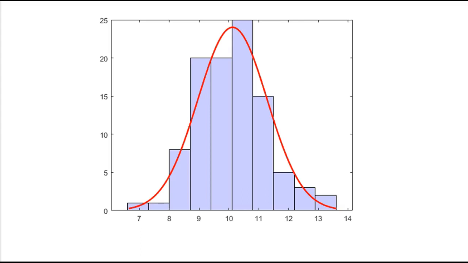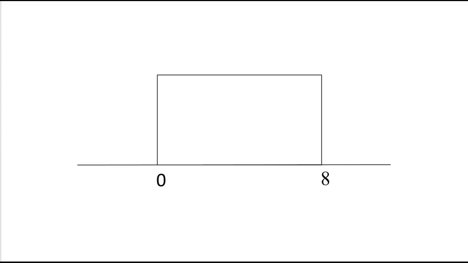So let's look at an example. Suppose you want to randomly select a number between 0 and 8, where any number in the interval is possible. Notice that the sample space here is any number between and including 0 and 8. So for example, we could select the number 1.7824876551.